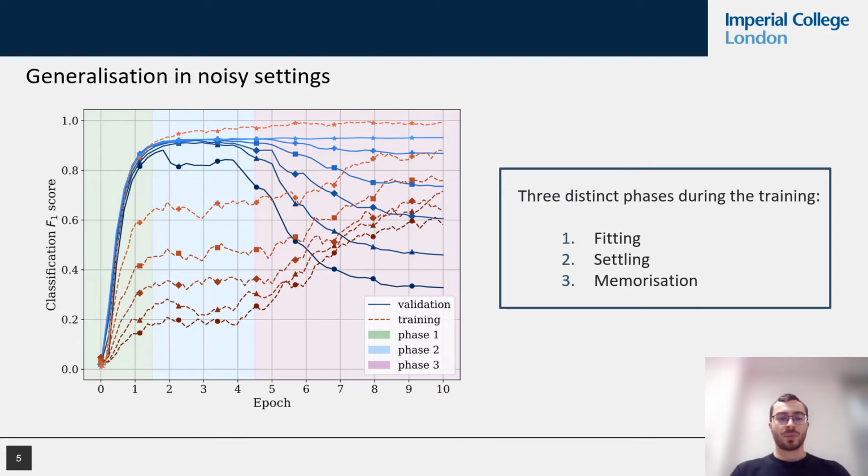Finally, we have the memorization phase, where BERT rapidly learns the noise present in the dataset, increasing the performance on the training set but degrading the performance on the validation set.